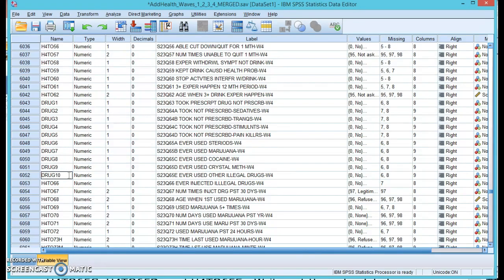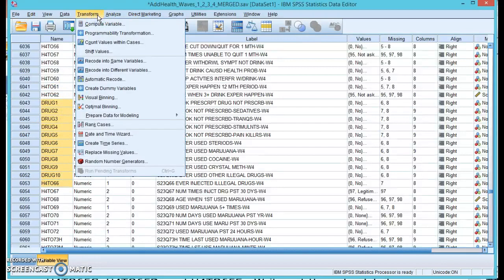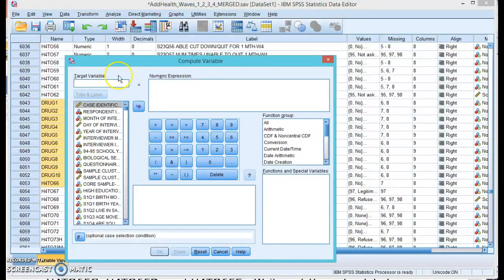So there is a point in saving them. But you can see I basically just renamed all 10 of those Drug 1, Drug 2, Drug 3, Drug 4, Drug 5. Okay. Once you do that, when you get ready to build your summation, you go to Transform, Compute Variable, and I'm going to make a target variable here. drug_usage_summation, or you can call it drug usage variable or whatever you want to call it.